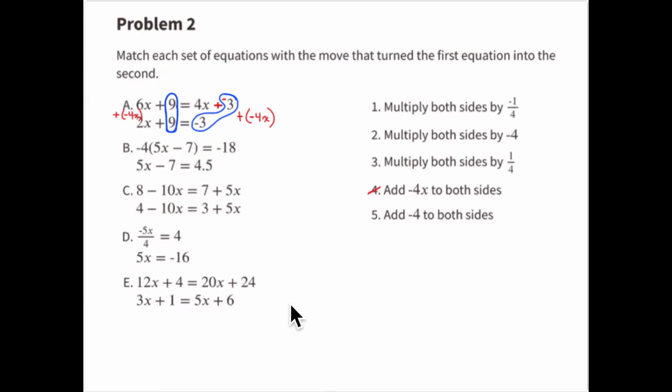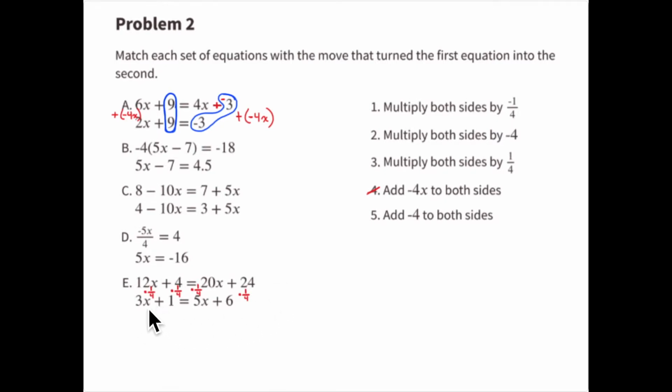Compare A with E. And notice that in E, every term does change in the same way as you go from the first equation to the second equation. So each term in the second equation is 1/4 of the term in the first equation. So 1/4 of 12 is 3, 1/4 of 4 is 1, 1/4 of 20 is 5, and 1/4 of 24 is 6. So this is a multiplication. Every term is changing in the same way.